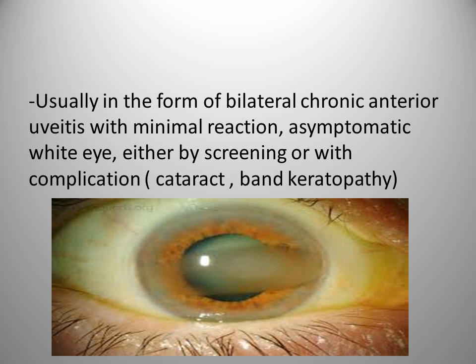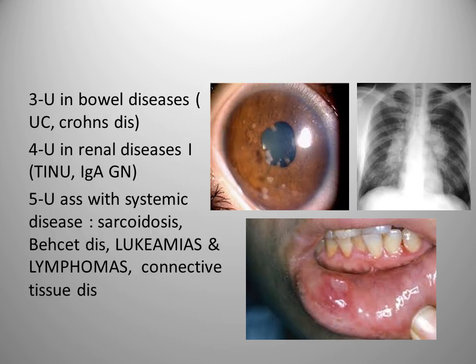Otherwise, he may present with complications like what we can see in the picture, the presence of cataract or band keratopathy. This whitish band-shaped opacity in the cornea could be a complication of long-standing chronic anterior uveitis. So this minimal reaction and being asymptomatic is the cause of the late diagnosis, and this should be kept in mind, because screening of children with juvenile arthritis may save the eye of the child and prevent the formation of these complications.